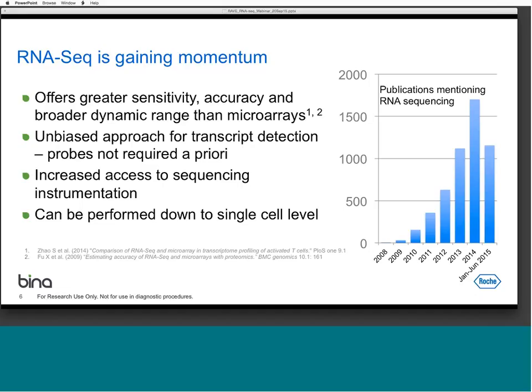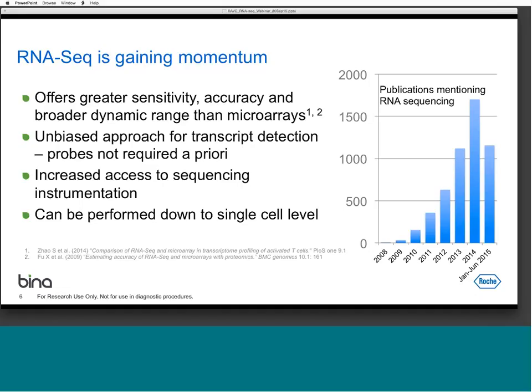What's also nice is that it's an unbiased approach for transcript detection. You don't have to devise the probes ahead of time or know the sequence of the transcripts ahead of time, a priori, in the case of microarrays, to build a microarray to detect transcripts. So it's a nice unbiased approach and allows for a digital measure for assessing gene expression.